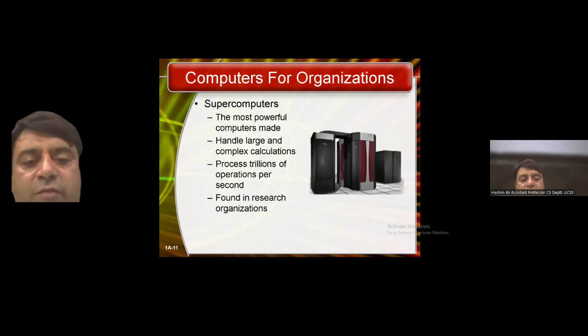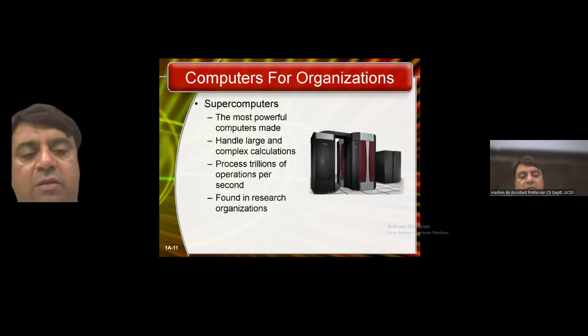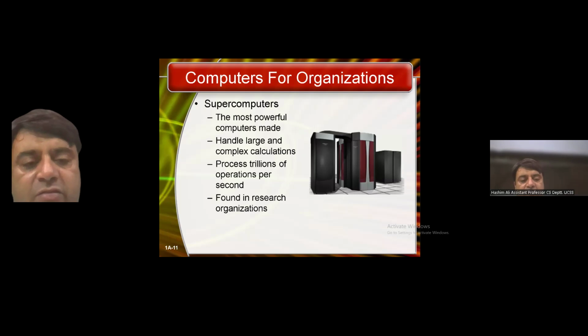Then we have got the fastest machine available, that is the supercomputers for organization. Normally they are used in research organizations, handling large and complex calculations, like the NASA organization, which is sending satellites to space. So they are using the supercomputers so they can handle the large and complex calculations, and normally it processes trillions of operations per second.